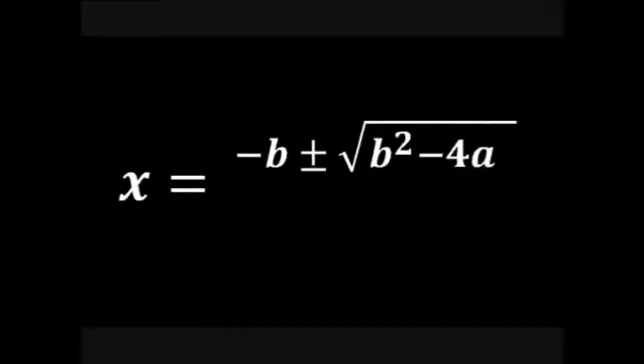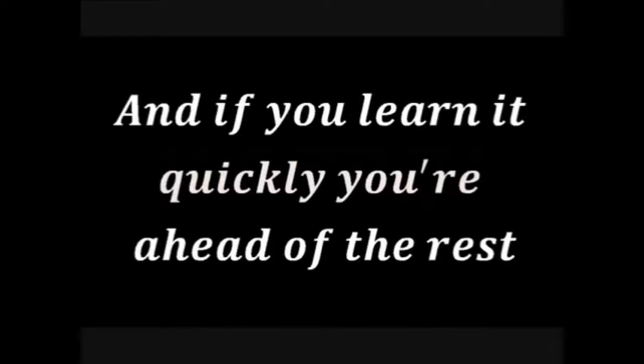X equals the opposite of b, plus or minus the square root of b squared minus 4ac all over 2a. It's the quadratic equation. And if you learn it quickly, you're ahead of the rest, 'cause it's on the test. What do you think, Bobby? This makes life so much easier.